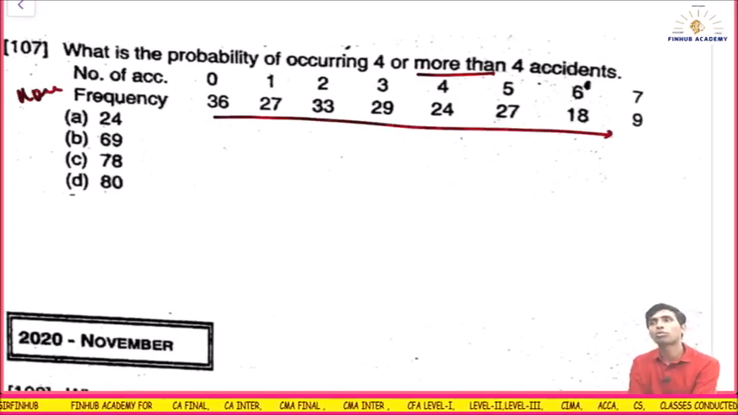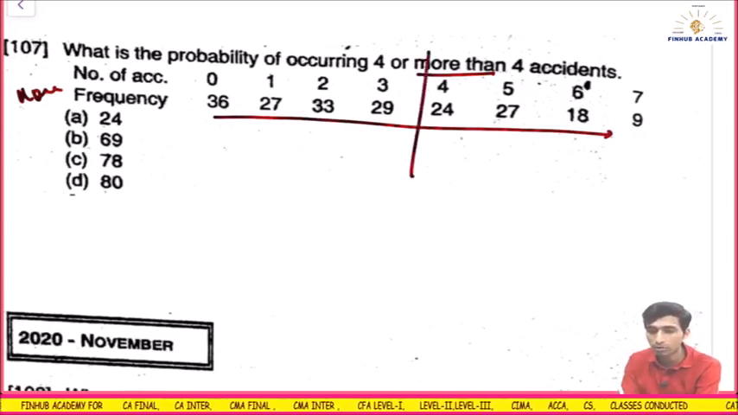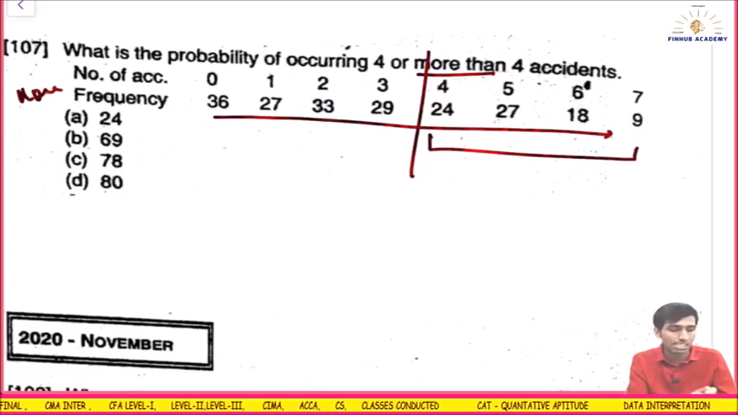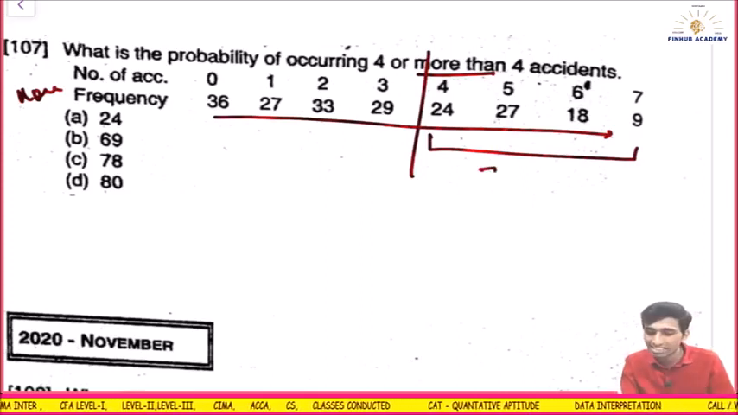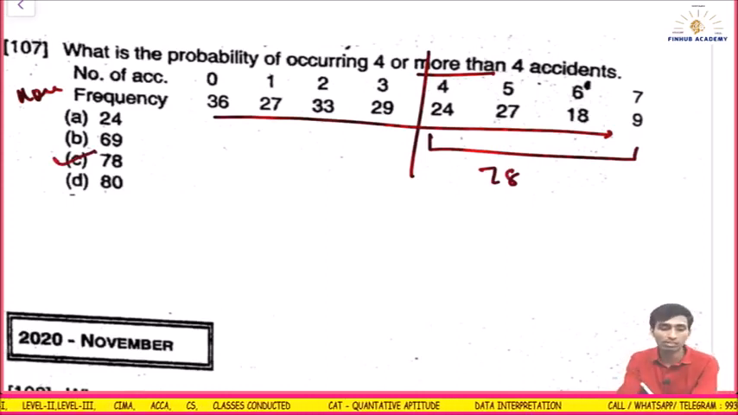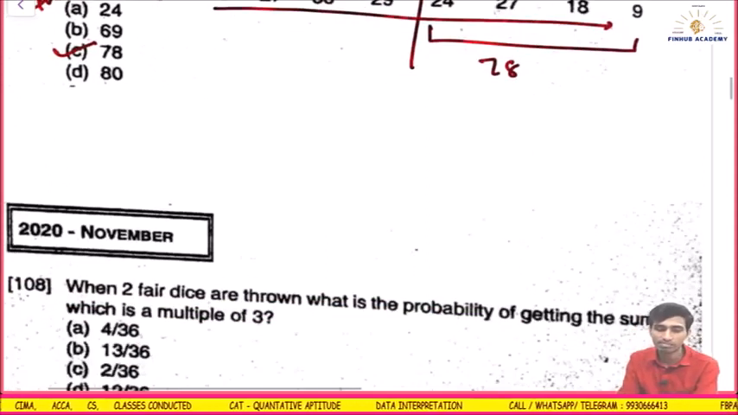I want 4 or more. That means I will add all the frequencies from 4 upward. This is the total number of accidents which is 4 or more. So 24 plus 27 plus 18 plus 9. So a total of 78 accidents are 4 or more. So 78 is the answer. Easy. Here they should have given the word more than, but it is not given.